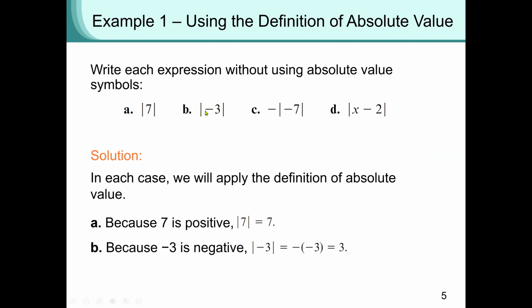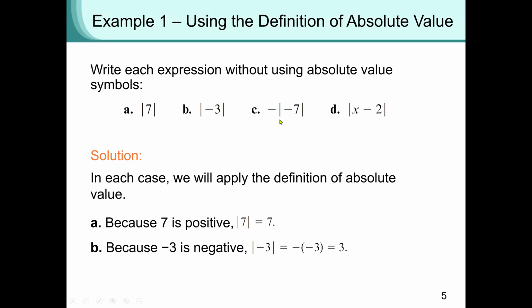Now, what of the absolute value of negative 3? This is where we have to say that if the value is either positive or negative, our answer will always be positive. So the absolute value of negative 3, the answer will be positive 3. So here we say that the absolute value of negative 3 will give us negative times negative 3, which will be positive.